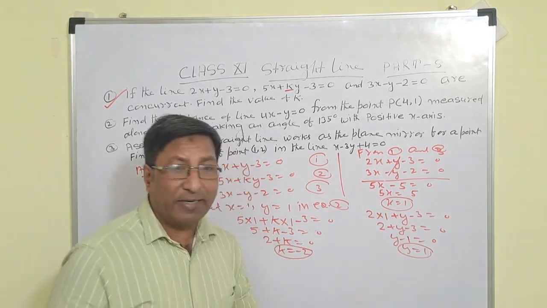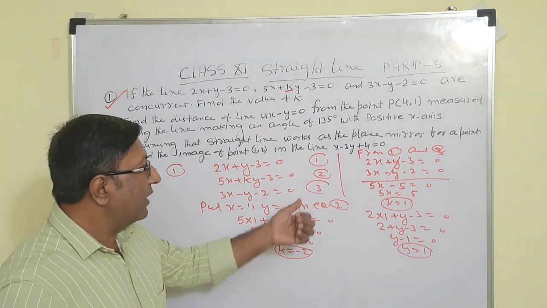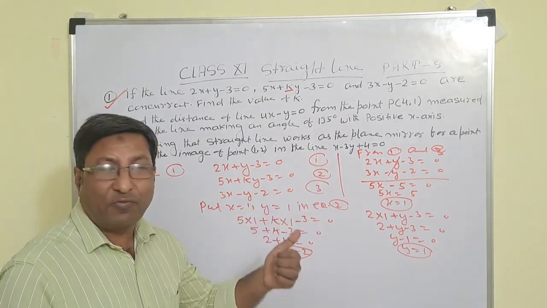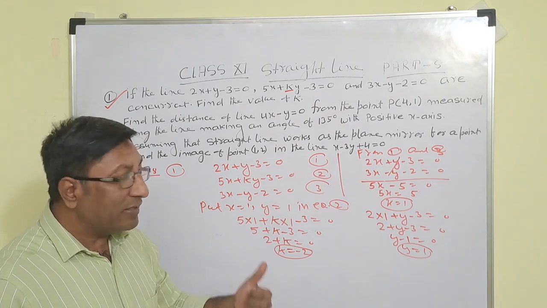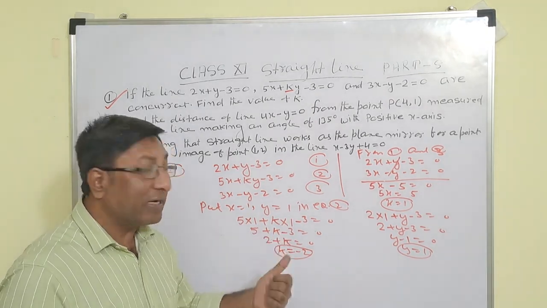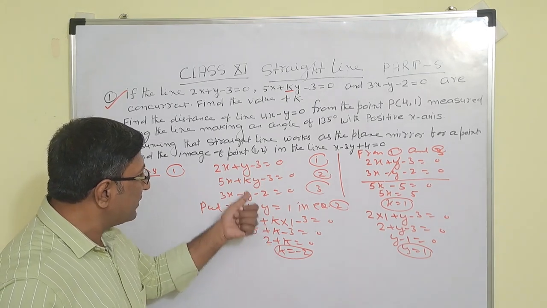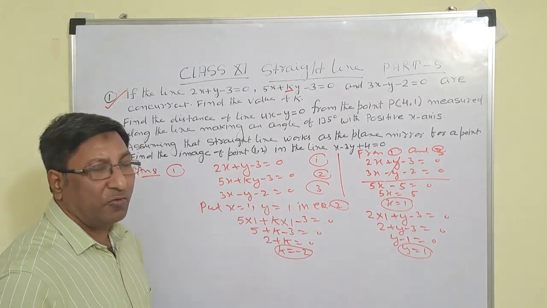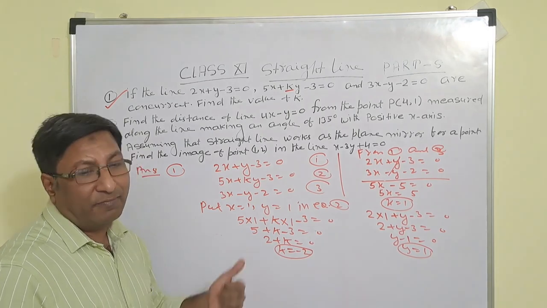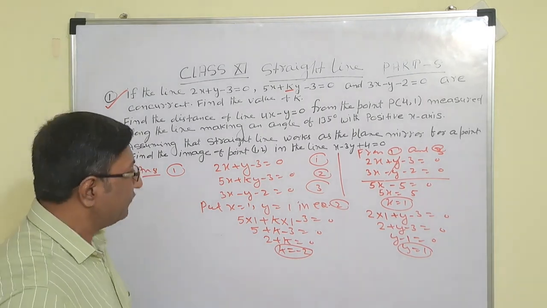Now we have found that the common point of equation 1 and 3 is (1, 1). So this will satisfy equation 2 also, because they are concurrent. So 5 into x is 1 plus k into y is 1 minus 3. So we get k equal to what? Minus 2. This is the correct answer.